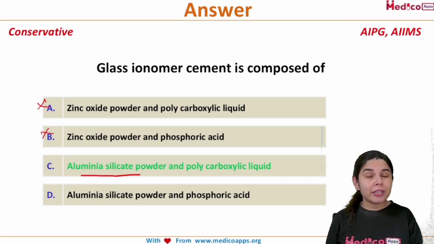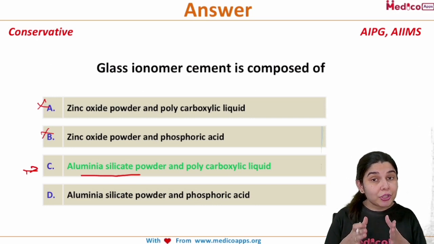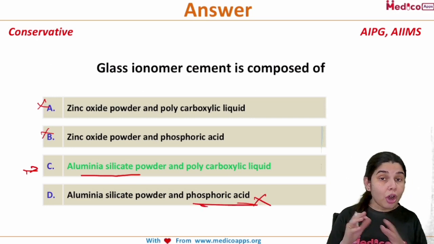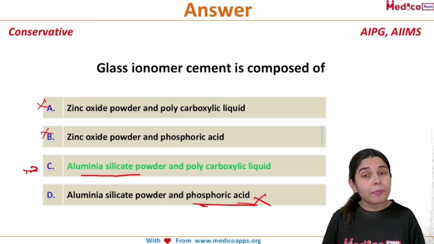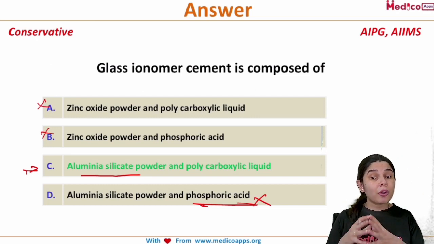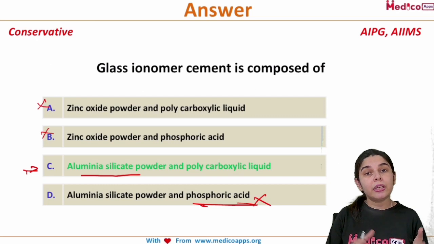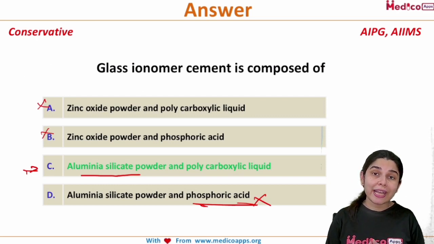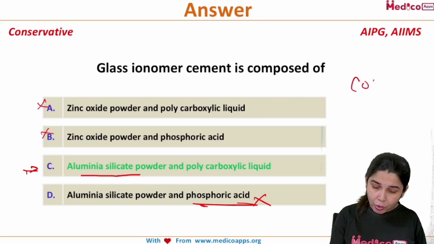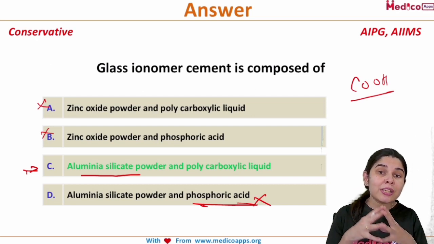But the second component here is polycarboxylic acid in the polycarboxylic liquid, which is present in option C, whereas phosphoric acid is not present in the liquid component. The liquid component consists of polycarboxylic liquid and tartaric acid and the water. So which option has polycarboxylic acid? The polycarboxylic acid, as I have told you, that polyacrylic acid can be itaconic acid, malic acid, or tricarboxylic acid. So basically the structure of polyacrylic acid is nothing but a simple carbon backbone with a carboxylic acid, that is your COOH. Okay, so this is the answer for your question, that it consists of alumina silicate powder.